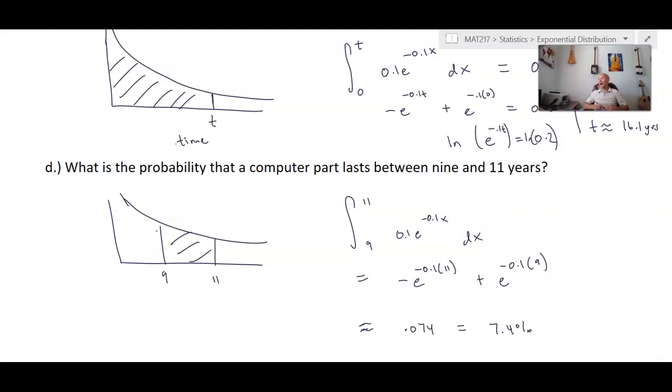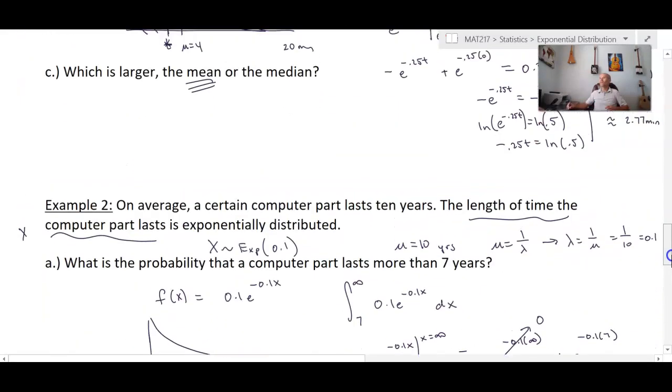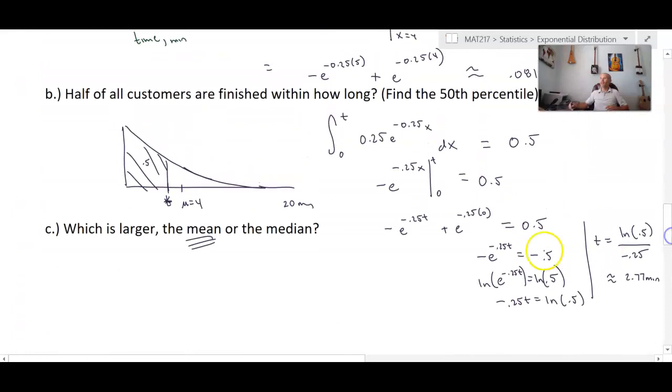So even though the average is 10 years, that's probably only because of the pull of outliers, like we saw back here with the mean and the median. The mean is going to be higher. 50% of customers were there for under 2.77 minutes. So 50% of all laptop parts will probably die sooner than 10 years. But because of some extreme cases where certain laptop or computer parts last a long time, it could pull that mean up and make it look like it's larger.